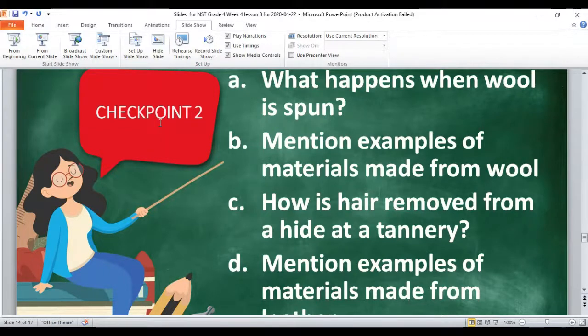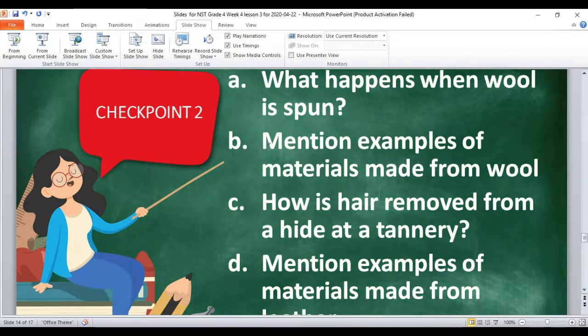In this part, I want you to answer, to check your understanding on the actual content that you should know. Number A, what happens when wool is spun? When wool is spun, what happens? When we spin it, what does it make?